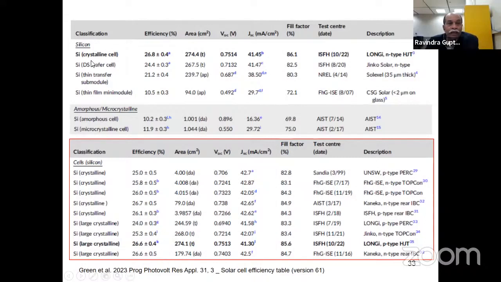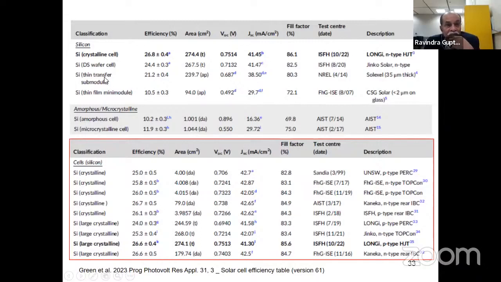Here you can see these are the standard. These are the reported and tested ones actually. So this is for the silicon-based solar cell. Efficiencies you can see are very, very high. This is from the company Longi, N-type HJT, 26.8%. But when we have a directionally solidified wafer cell, it is 24.4%. But this is also very good, you can see.